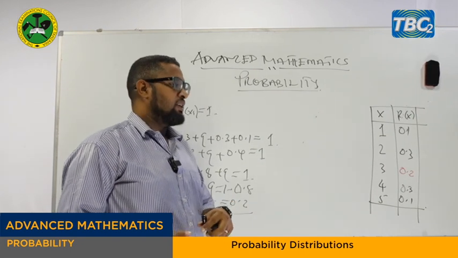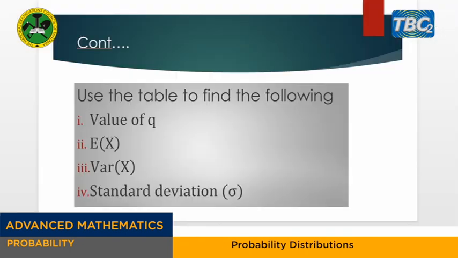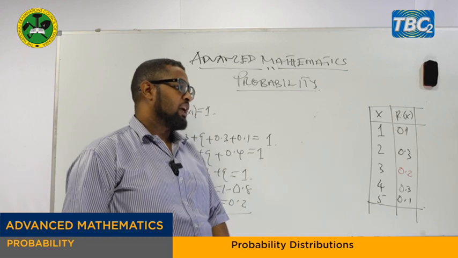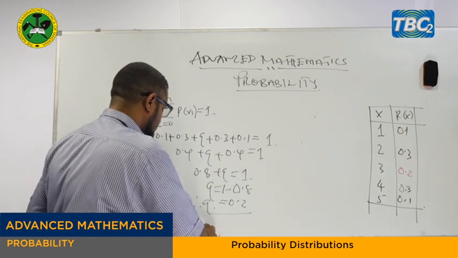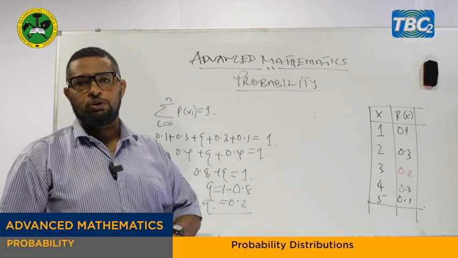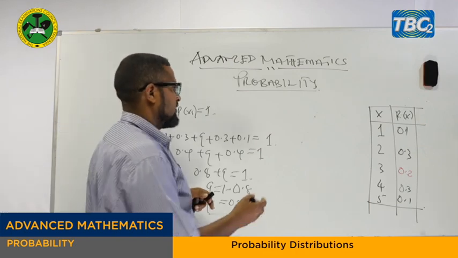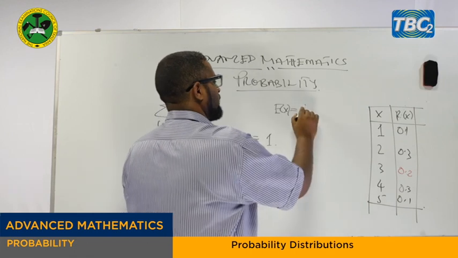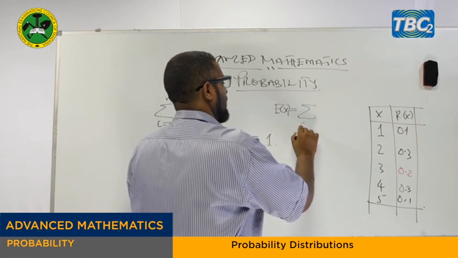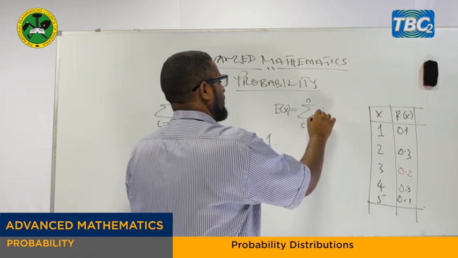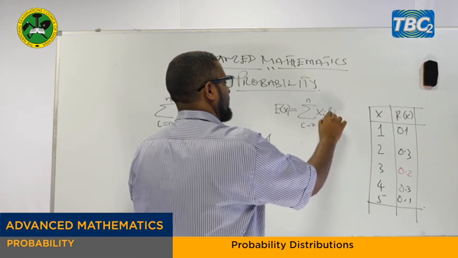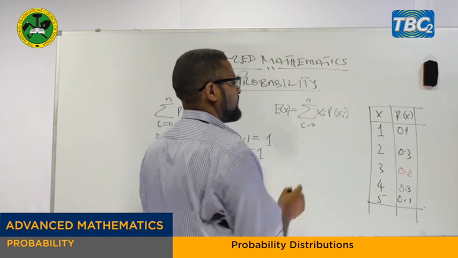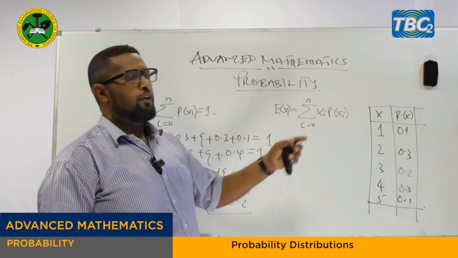Now let's check the next part of the question. Find out the expectation of variable x. How do we find the expectation of variable x? You need to recall the formula for finding expectation of variable x. The expectation of variable x is given by the formula summation up to n of variable x and their probability. So this is the formula.